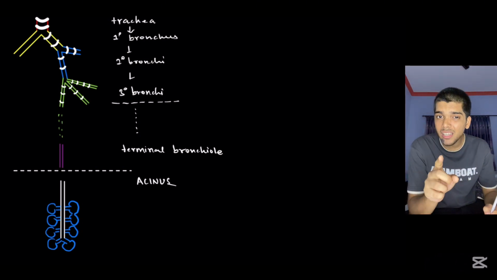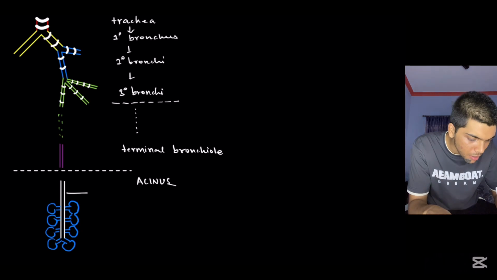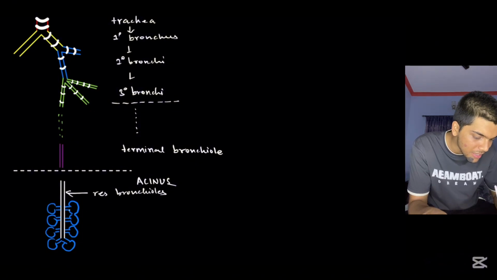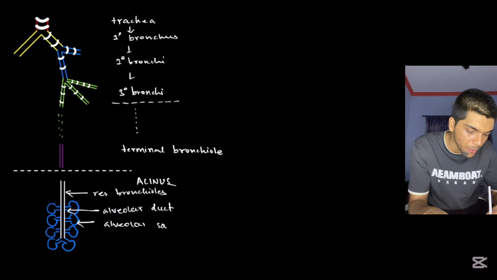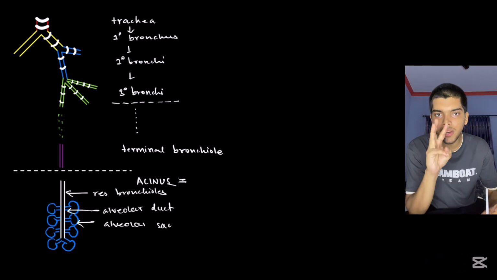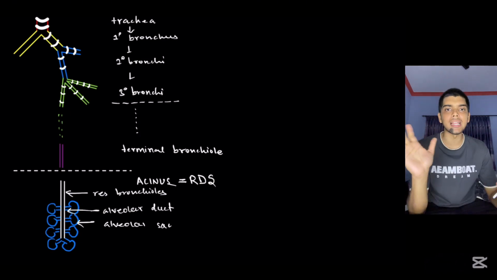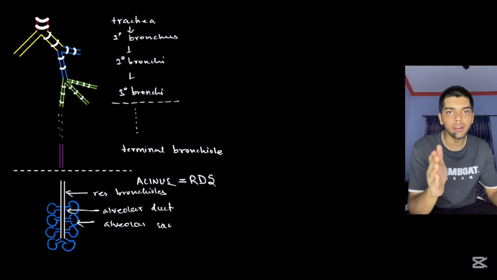And the acinus includes three things. Number one, the respiratory bronchiole. Number two, the alveolar duct. And number three, the alveolar sac. Again, I repeat, the acinus includes three things: the respiratory bronchiole, the alveolar duct, and the alveolar sac, or simply RDS.